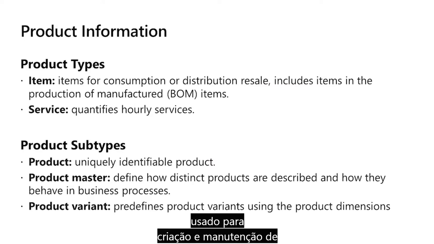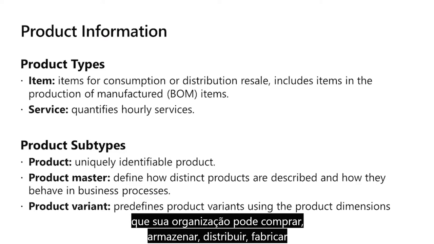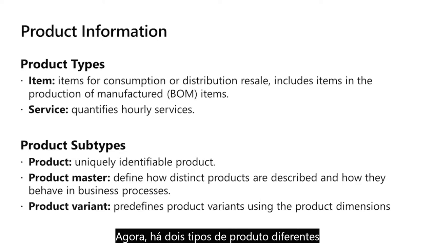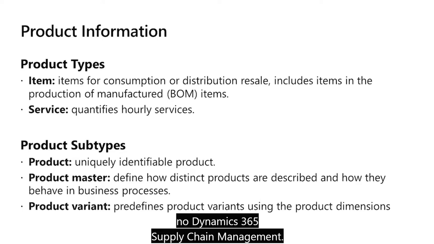And what this is used for is the creation and maintenance of your entire product library. Essentially, this is a repository that has definitions of all the products that your organization may buy, store, distribute, manufacture, or sell. Now, there are two different product types within Dynamics 365 Supply Chain Management.